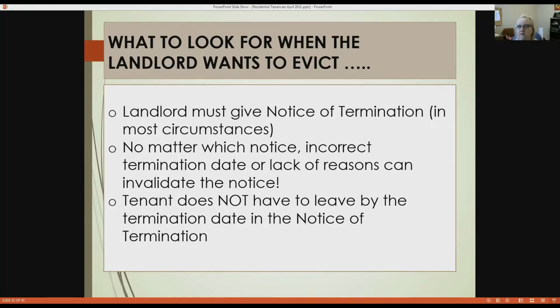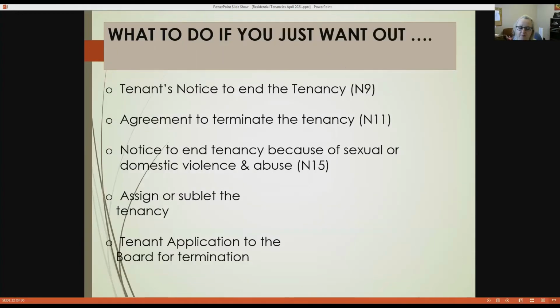Often tenants see that and they don't understand that this is the first step in the process. If you do have tenants, or if you are a tenant and you actually do want to terminate your tenancy, you don't want to stay there, there are things that you can do. You can provide a notice to end the tenancy, which is an N9.